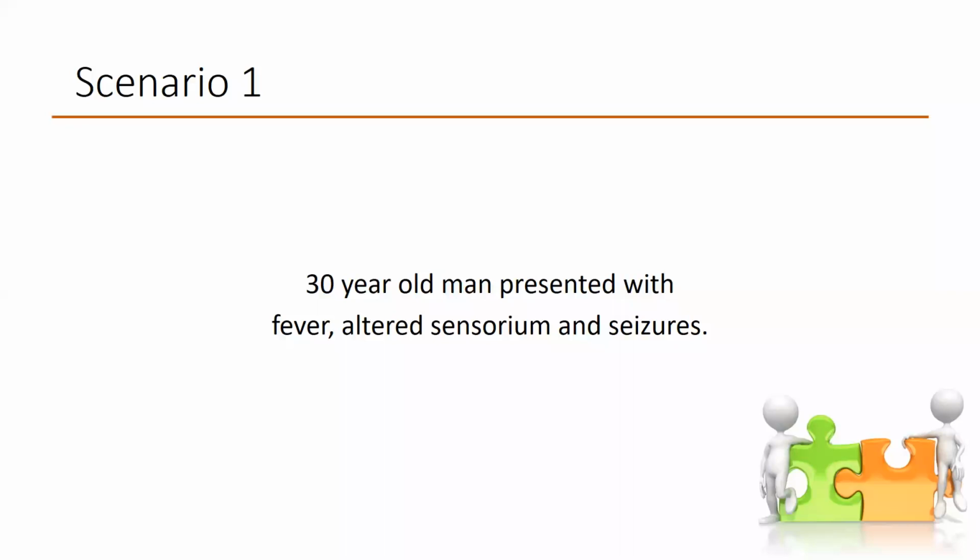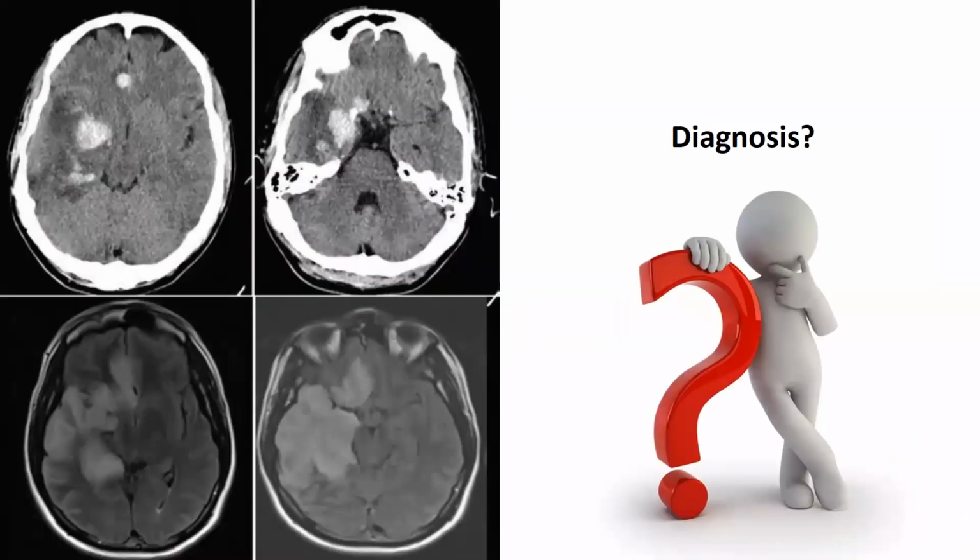Coming to the first scenario, a 30-year-old man presented with fever, altered sensorium, and seizures. MRI was done. So this slide shows the CT and the MRI. Can somebody tell me what the finding is in the CT and what the diagnosis is?